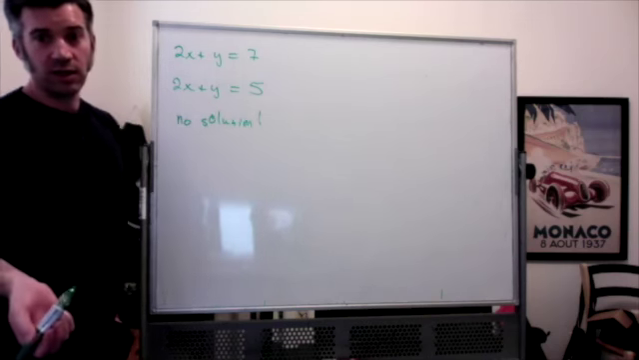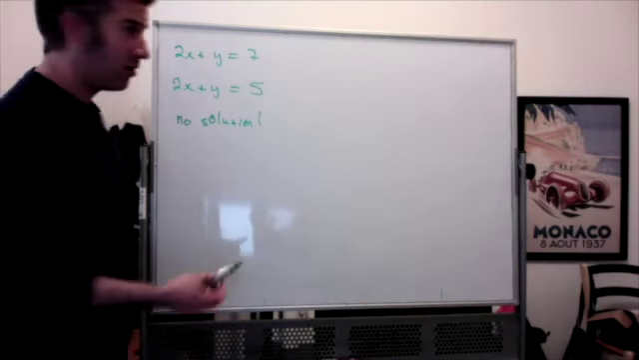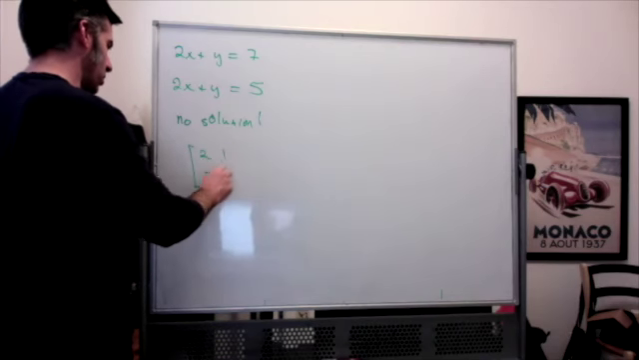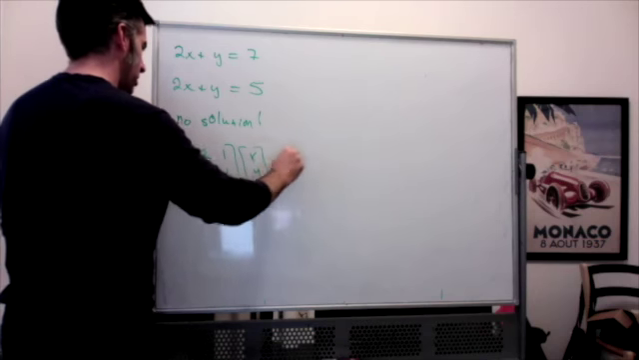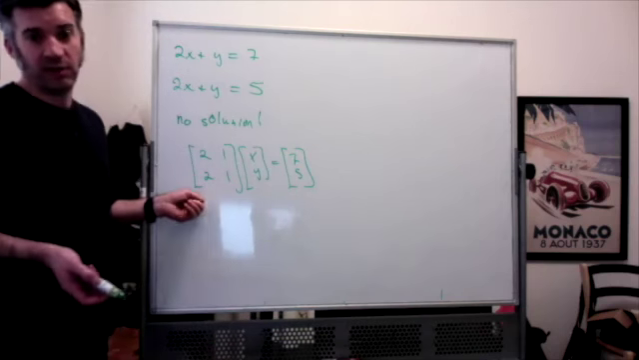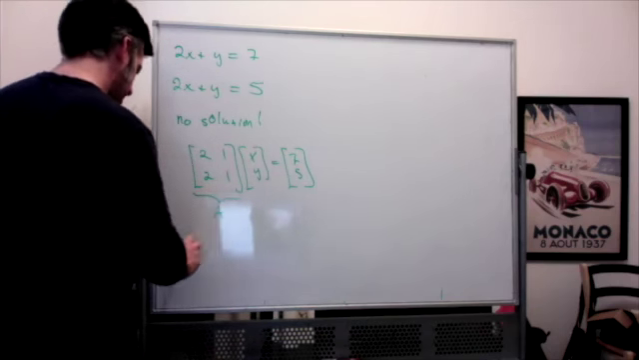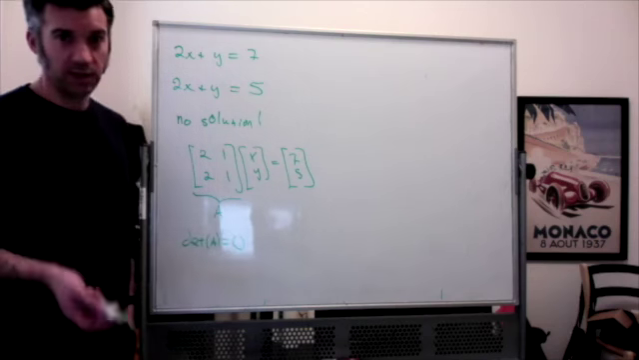And one of the reasons is because the matrix is not invertible, right? If you look at the matrix equation, you've got [2, 1; 2, 1] times [x, y] equal to [7, 5]. This matrix can't be inverted, right? If you call this matrix A, the determinant of A is 0, which means it's not invertible.